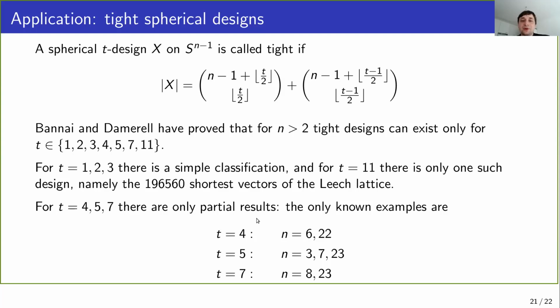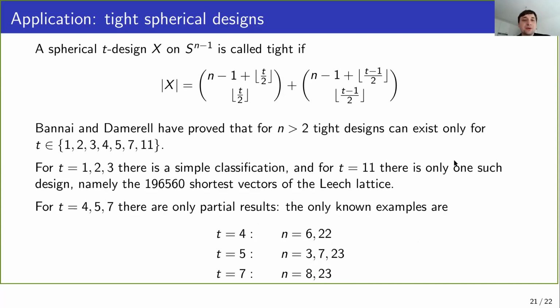Well, there are lots of cases when we can prove there are no tight designs, but the only known examples, more or less, come from either the E8 lattice or the Leech lattice. So if you look at these dimensions, 6, 22, 7, 8, 23, these are avatars of the root lattices or the Leech lattice. And the only outlier is really the icosahedron in dimension 3.